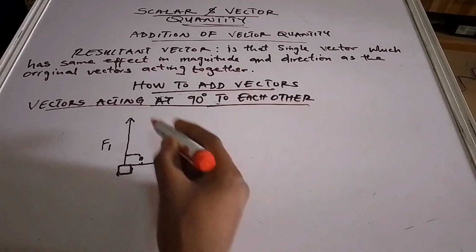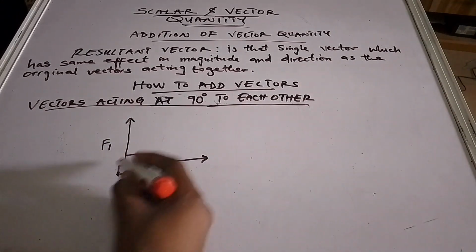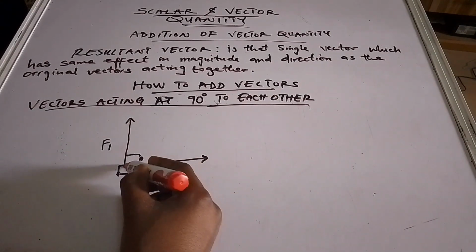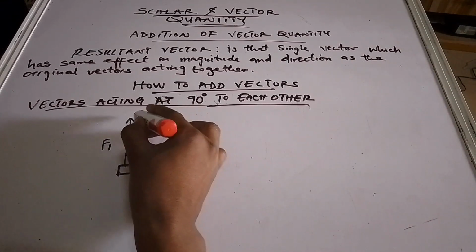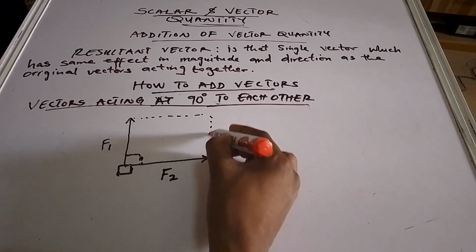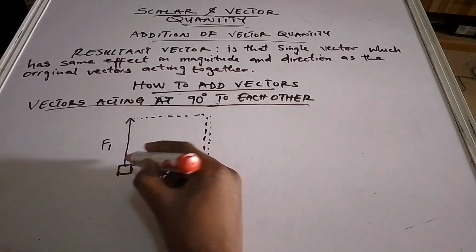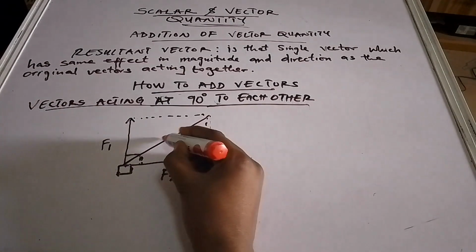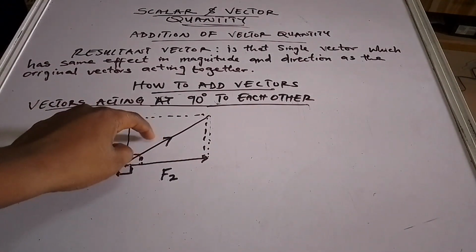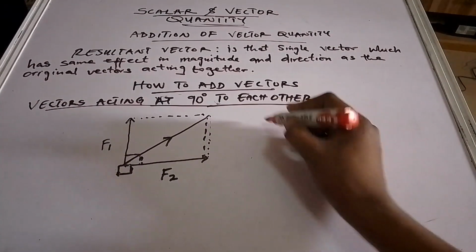What we're going to do is find the resultant by drawing a diagonal. We draw a diagonal at the point of intersection. So let's close this one to make it a square, so that we'll be able to draw a diagonal. The value of this diagonal is going to represent our resultant in magnitude and direction.